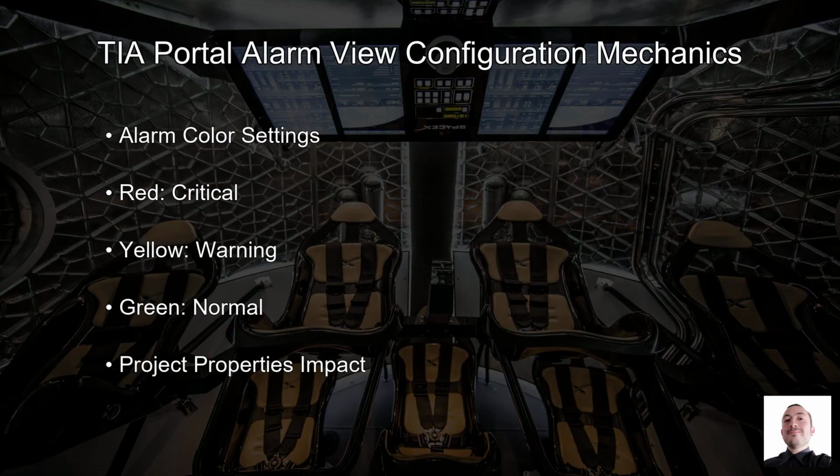Let's delve into the mechanics of configuring alarm views in TIA Portal. Understanding this is crucial because it directly impacts how alarms are displayed on your HMI panels. Imagine you're setting up an alarm view, and you want the alarms to be color-coded based on their severity. This is where the configuration gets interesting. You need to navigate to the alarm view settings, where you'll find parameters that control the visual representation of alarms. Pay close attention to the alarm color settings. Here, you can specify different colors for different alarm states: red for critical, yellow for warning, and green for normal.